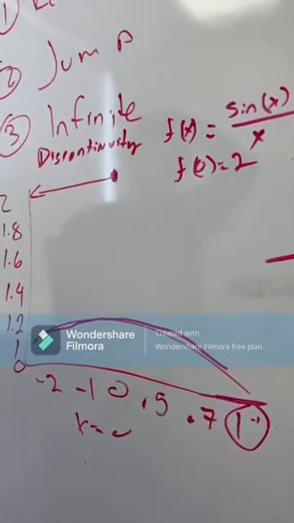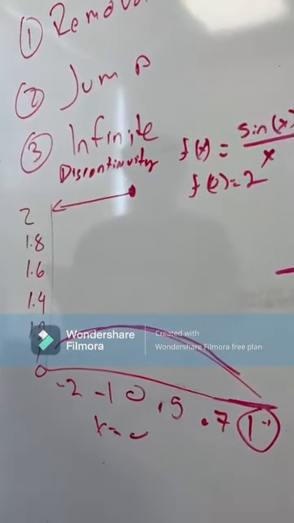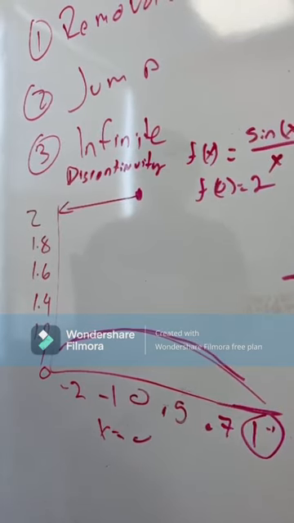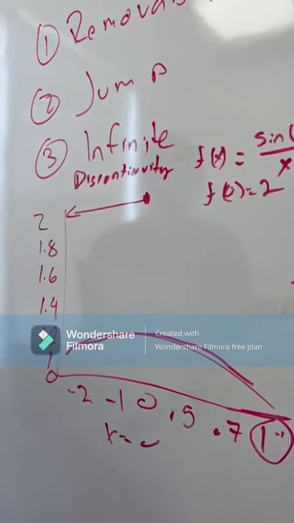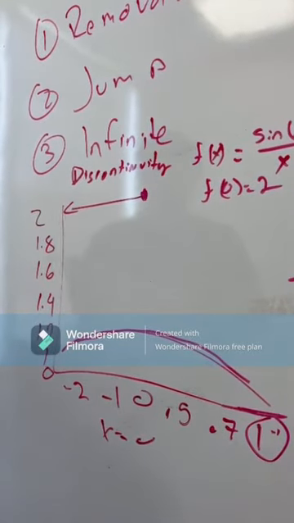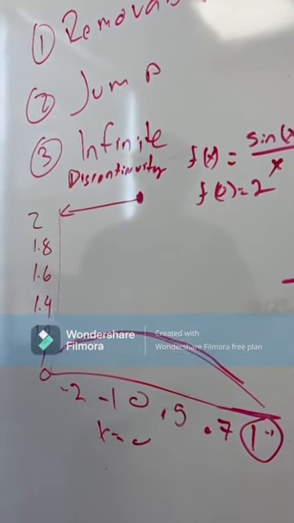So basically to conclude, a removable discontinuity happens when the limit exists, but the function value doesn't match. In our example, sin x divided by x is smooth, but the definition at x equals 0 breaks the smoothness. And basically, that's all.